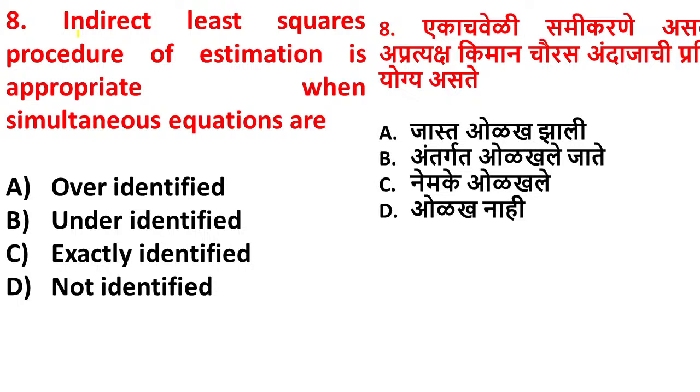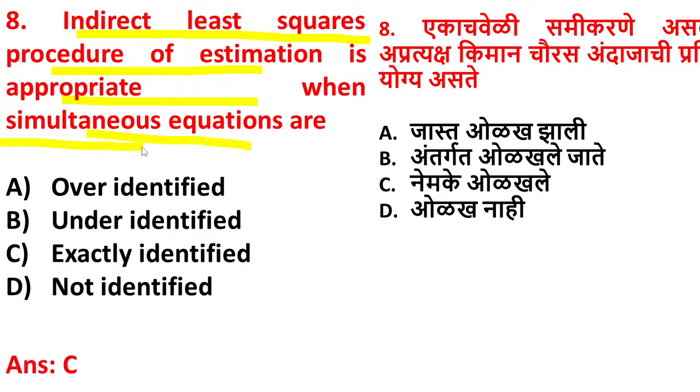Question number 8. Indirect least squares procedure of estimation is appropriate when simultaneous equations are? Option A, over identified. Option B, under identified. Option C, exactly identified. Option D, not identified. Yes, indirect least squares procedure of estimation is appropriate when simultaneous equations are exactly identified. So option C is correct here.